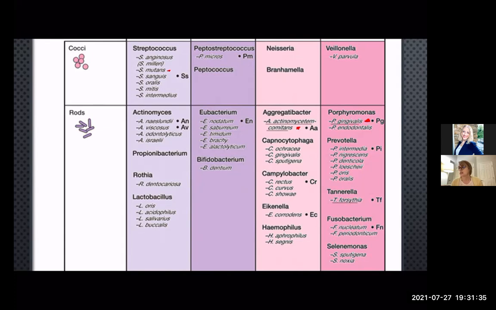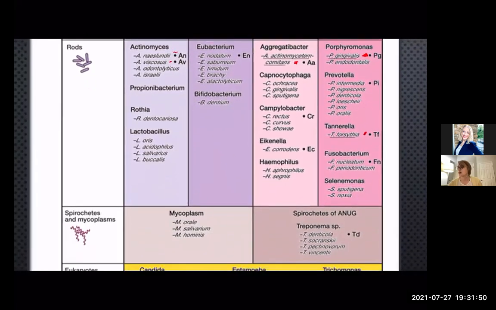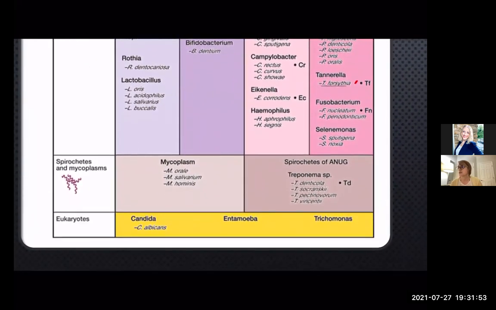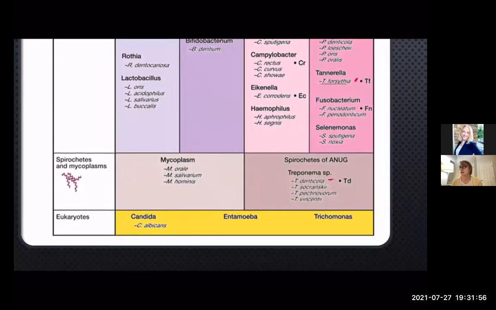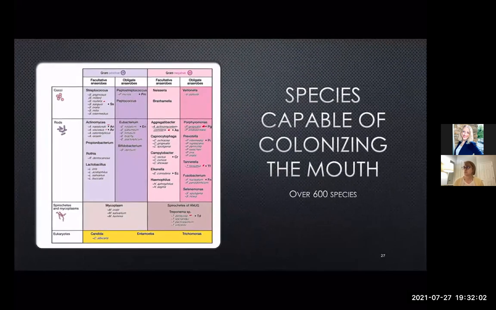Then we've got, let's see, the A. naeslundii, the A. viscosus, these are all involved in periodontitis. T. forsythia, that's another run-of-the-mill perio one that you're going to see. And then as we get down to the spirochetes, this is where we get into T. denticola. Again, very involved in periodontal disease. So the species capable of colonizing in the mouth, there are 600 that we know of. 600 that we know of, right? So there's tons and tons and tons more.